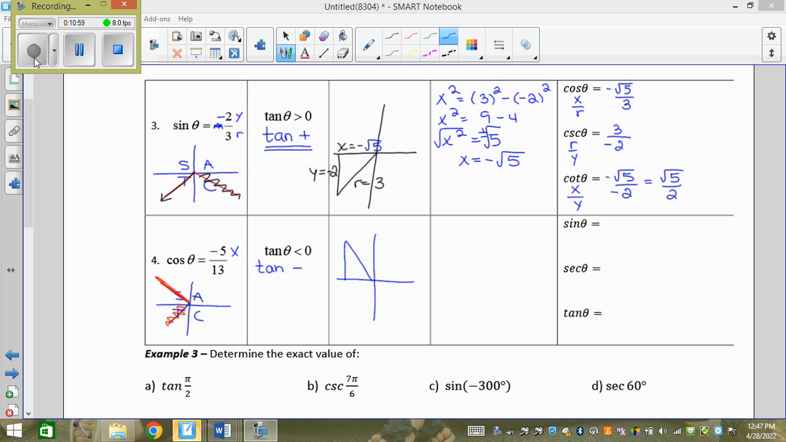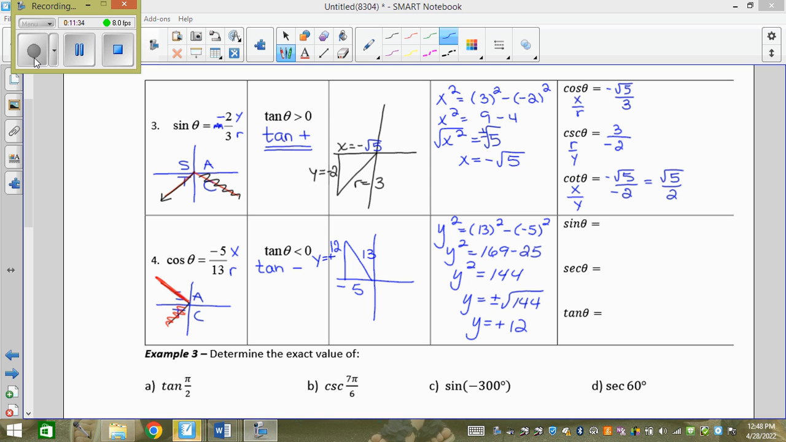This is x, so it's negative 5, r is 13, and then my y is going to be positive because I drew it, so I know it's going to be positive. So I'm going to get y squared equals r squared minus x squared. Y squared equals 169 minus 25. Y squared equals 144. And then y equals plus or minus root 144, and in this case it's positive 12.